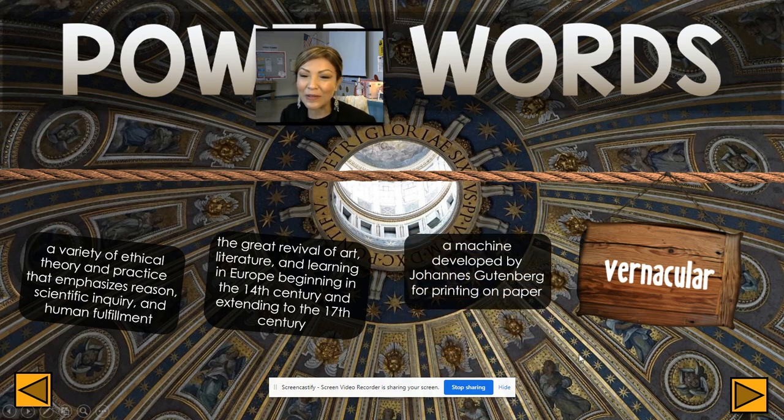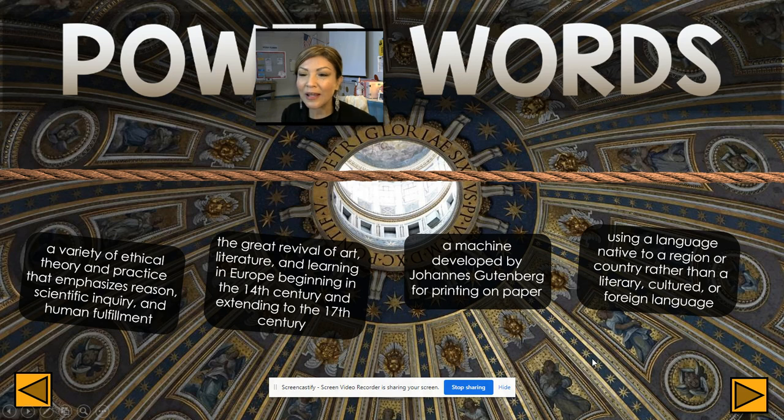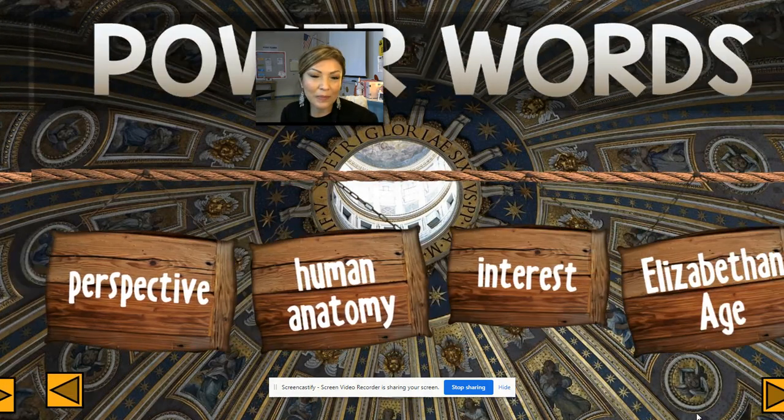A machine developed by Johannes Gutenberg for printing on paper. Or is it Gutenberg? Gutenberg. And vernacular, using a language native to a region or country rather than a literary, cultured, or foreign language. So this is where you're starting to analyze the art, analyze the poetry, analyze the play. It's a different type of language.